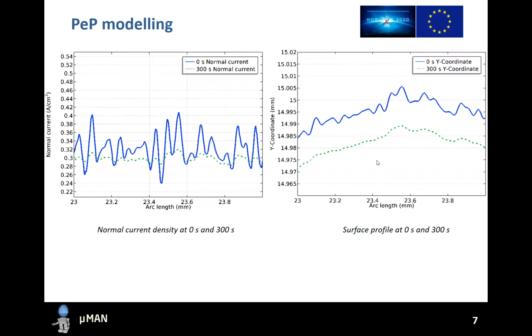In this slide, the results of a 300-second simulation are presented. On the left-hand side, the results for normal current density can be seen. On the right-hand side, the anode surface profile is presented. It can be concluded that the normal current density is mainly influenced by the shape of the surface. This leads to higher current densities on the surface profile peaks and lower ones in the cavities. Because of the electrochemical mechanism of the process, a higher current density on the peaks leads to a higher removal rate than in cavities. This in turn leads to a polishing of the workpiece surface.